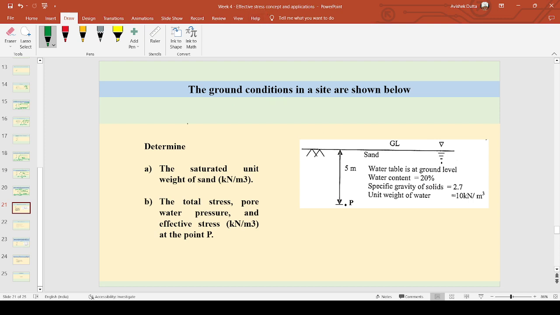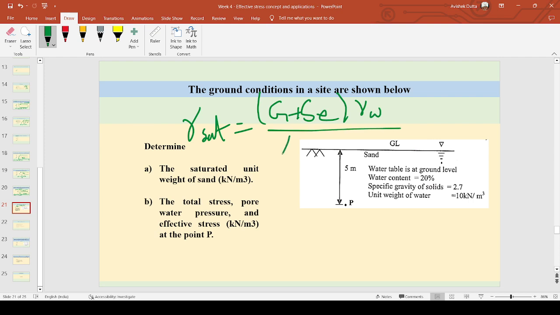The first is the saturated unit weight of sand, that is the gamma sat. What is the formula? Gamma sat equals (G plus S E) gamma W divided by 1 plus E. G plus S E gamma W divided by 1 plus E.